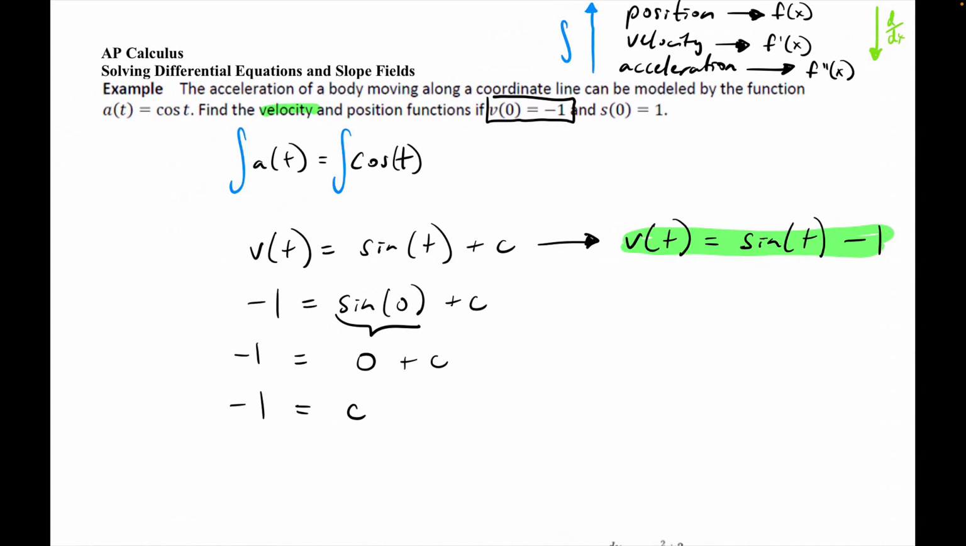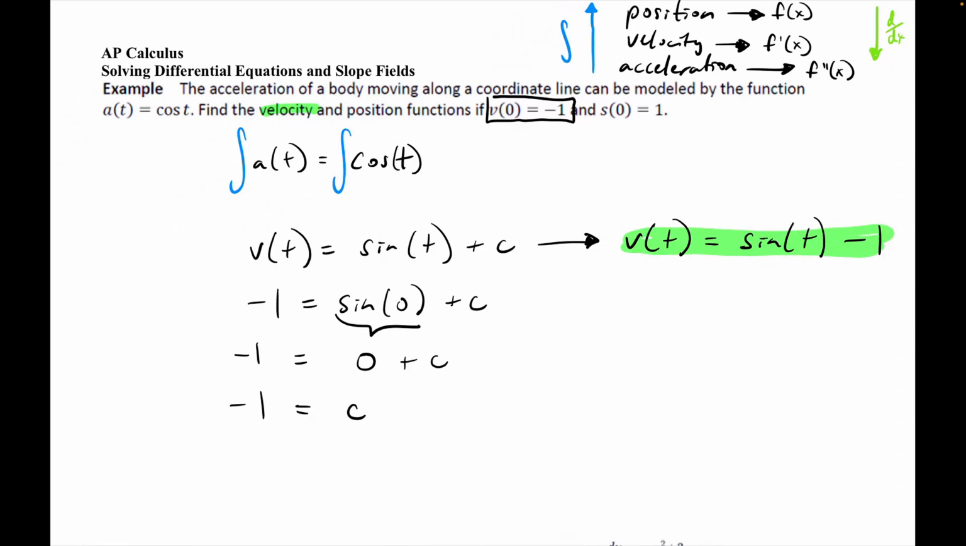That's a good question. I don't know. They always use S for position, and I have no clue why it's S. It might be because P means something else. Sometimes when they already used a letter, they'll use that. But yeah, S, I don't know why they use S for position, but that's just the letter they choose, yeah. Good question, yeah.